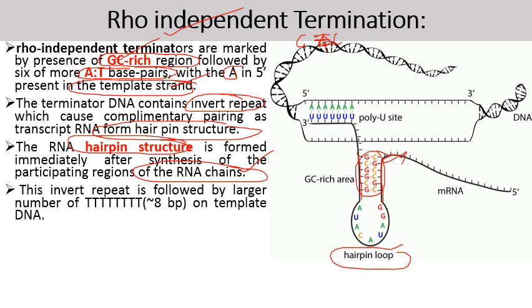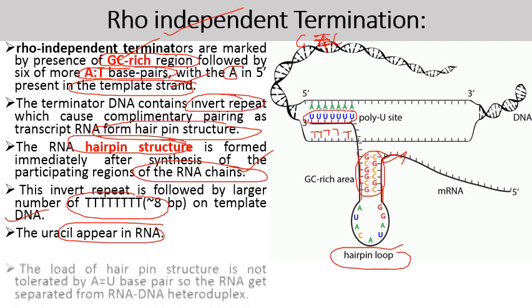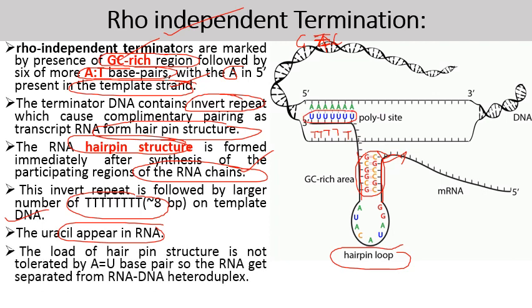The inverted repeat is followed by a large number of thymine base pairs on the template DNA. So here the template DNA has thymine present, and in response to thymine, uracil appears in the RNA. Then the load of the hairpin structure is very heavy, so it cannot be held. It is not tolerated by the AU base pairs that are bound together with the help of a double bond. So the RNA gets separated from the RNA DNA heteroduplex.